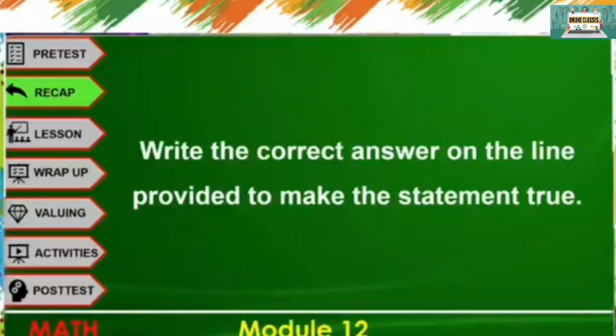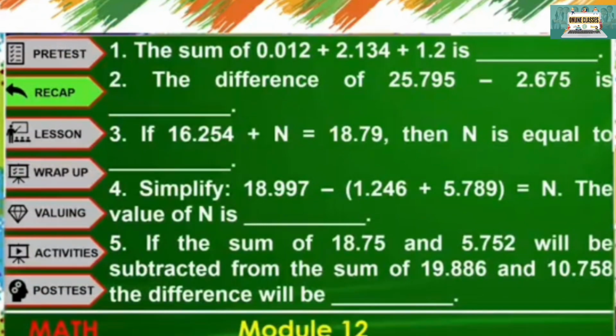Have a recap. Write the correct answer on the line provided to make the statement true. 1. The sum of 0 and 12 thousandths plus 2 and 134 thousandths plus 1 and 2 tenths is blank. 2. The difference of 25 and 795 thousandths and 2 and 675 thousandths is blank. 3. If 16 and 254 thousandths plus n is equal to 18 and 79 hundredths, then n is equal to blank.